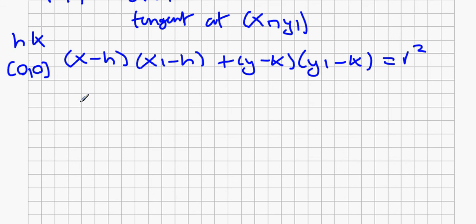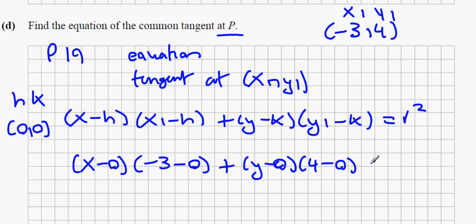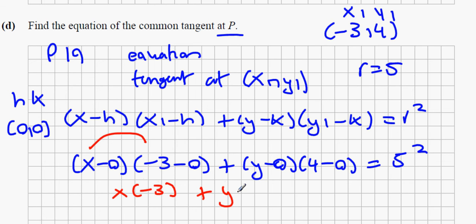So I'm going to have (x minus 0), x1, and we know x1 is minus 3, minus 0, plus (y minus 0) times y1, which is 4, minus 0, equals r squared, and r is 5. The radius of both circles is 5, so it doesn't matter, it's always going to be 5. So what we're going to have here is x multiplied by minus 3 plus y multiplied by 4. Bring over the 5 squared, which is 25.